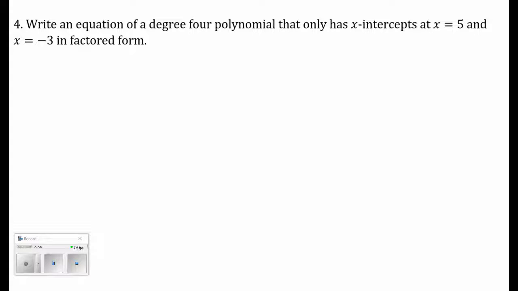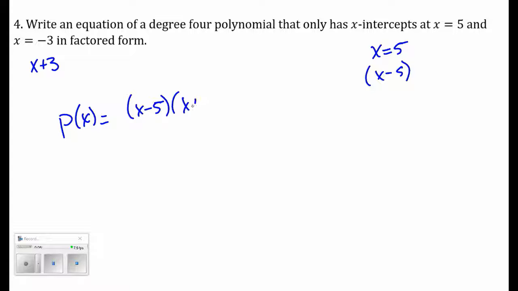Number 4, write an equation of a degree 4 polynomial that only has x-intercepts at x equals 5 and x equals negative 3 in factored form. So this uses the factor zero theorem. If I have an x-intercept at x equals 5, well, what factor did that come from? That came from a factor of x minus 5. If x equals negative 3 is a zero, that came from a factor of x plus 3. So my function is p of x equals x minus 5 times x plus 3.